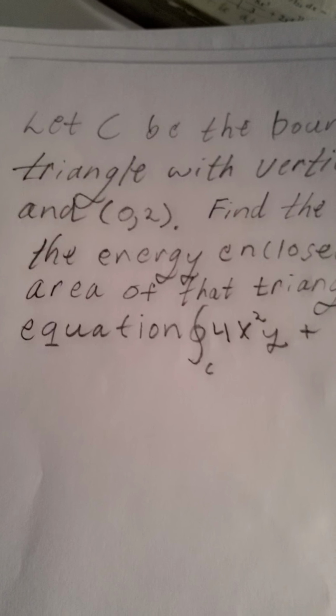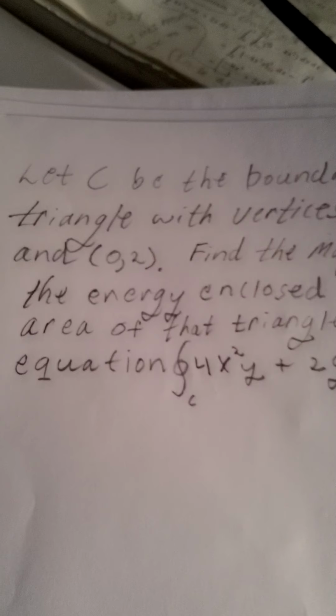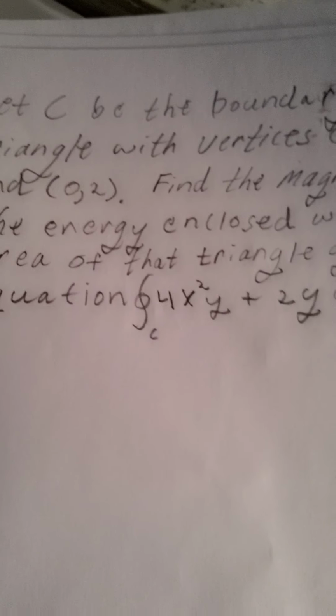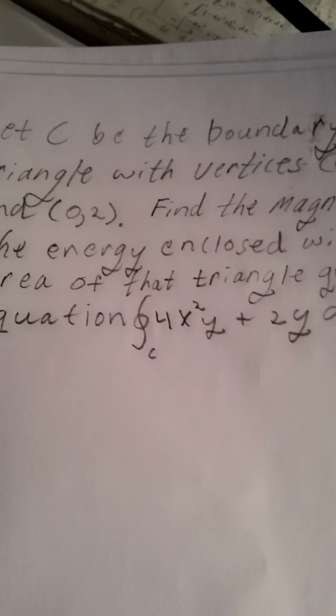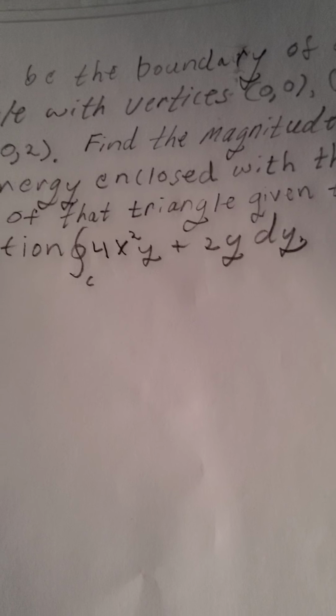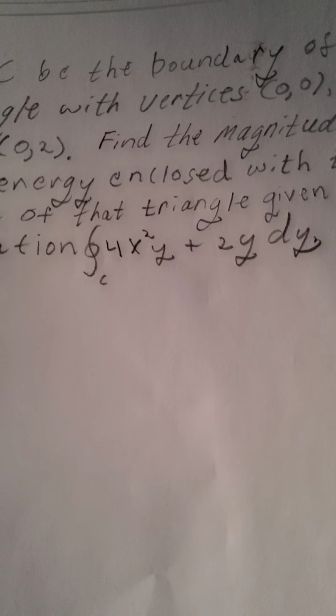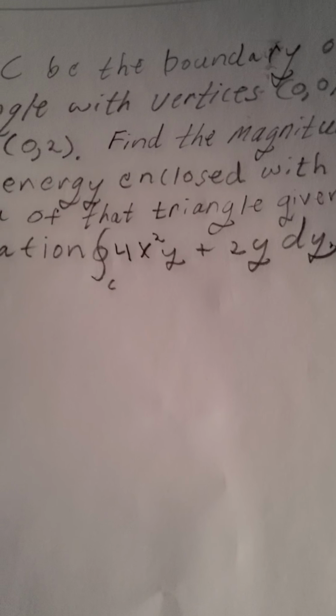Okay, I'm going to use this example to prove that Green's theorem actually works. Let C be the boundary of a triangle with vertices (0, 0), (1, 2), and (0, 2). Find the magnitude of the energy enclosed within the triangle, and you're given that the equation of that circular path is given by the integral around a closed path of 4x squared y plus 2y dy.